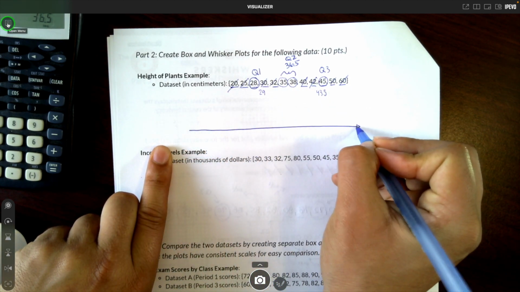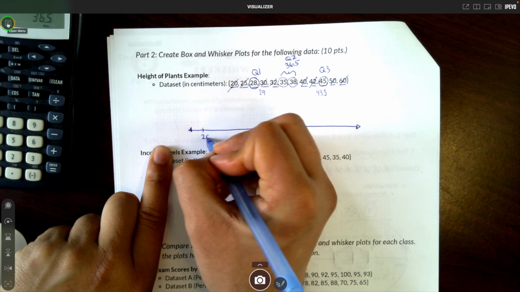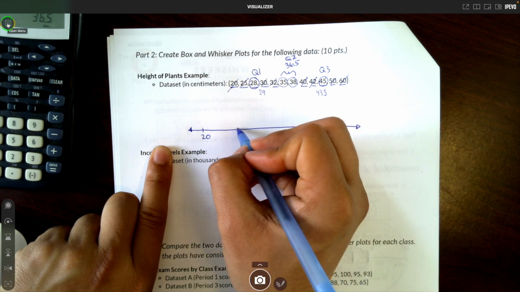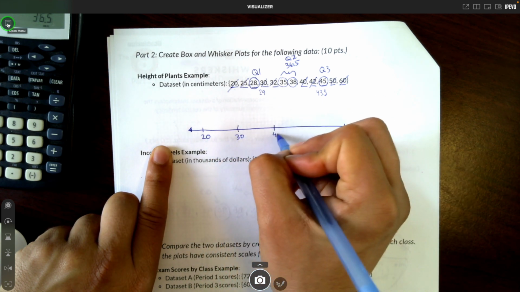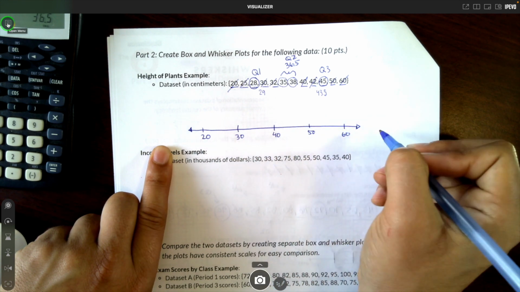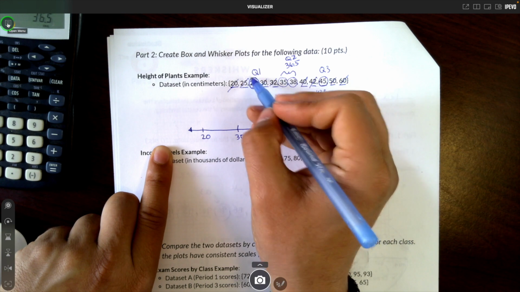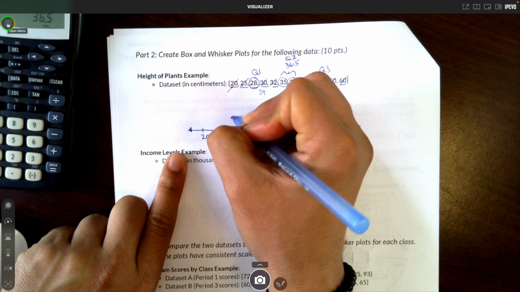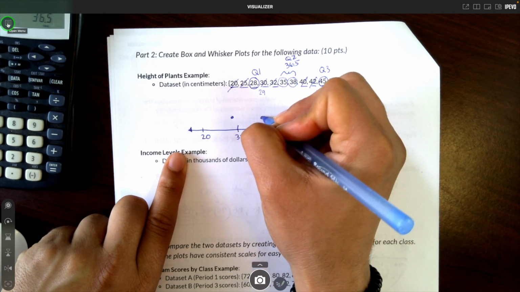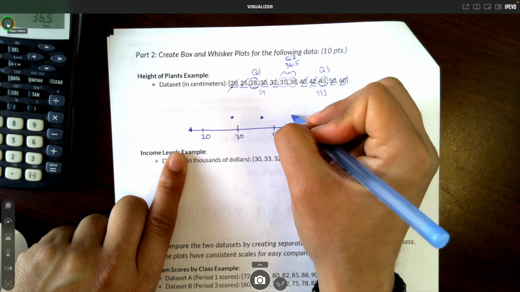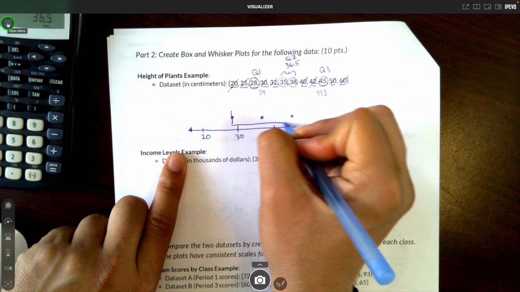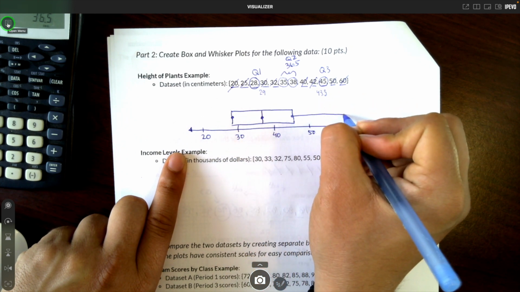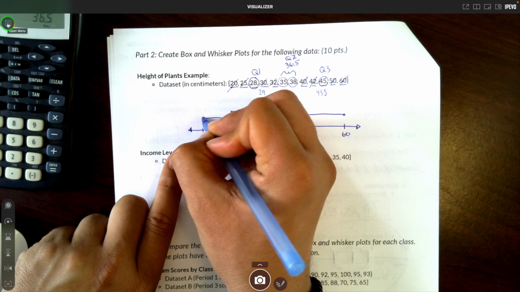let's draw our number line. Smallest value was 20. Biggest number was 60. So we're going to go 20, 30, 40, 50, 60. I'm going to put points for my Q1, Q2, Q3. So 28, 36 and a half, and 45. I put a box around these, my interquartile range, and then I'm going to draw my whiskers to the minimum and maximum, okay?